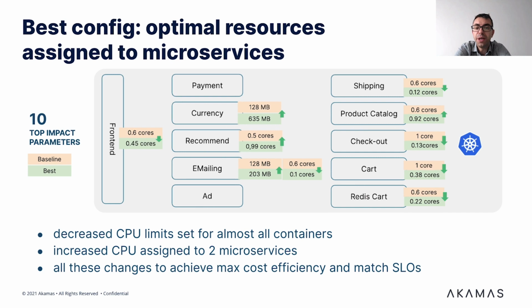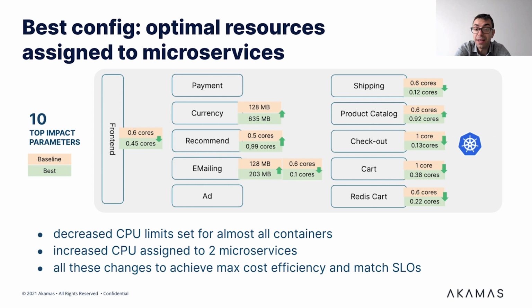At this point, I guess you may want to know what the best configuration looks like. Let's inspect the best configuration by focusing on the 10 most impacting parameters. It's interesting to notice how our machine learning-based optimization reduced CPU limits for many microservices. This is clearly a winning move from a cost perspective.